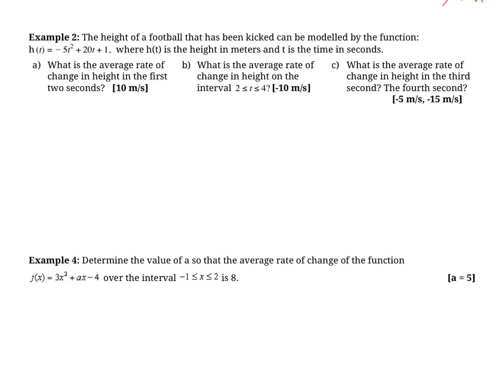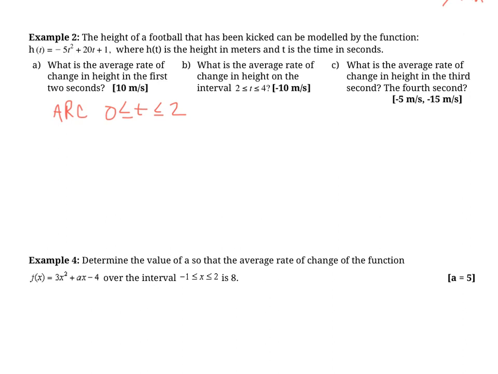Next we have a bit of a physics problem. The height of a football is modeled by that quadratic equation, where h is the height in meters and t is the time in seconds. It's asking us, what's the average rate of change in the first 2 seconds? Really, we're looking for the average rate of change between 0 and 2 seconds, inclusive. What's the difference between 0 and 2 seconds?